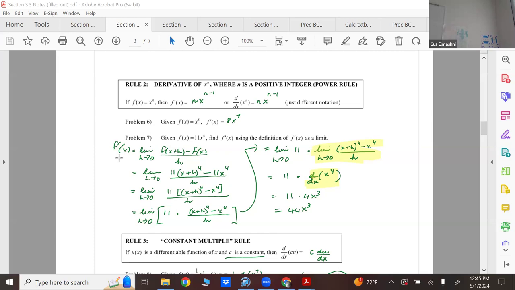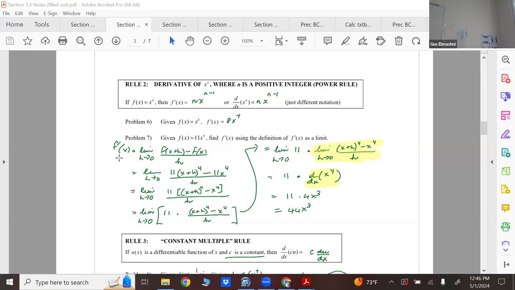Yeah, you expand that, that's just insane. But what's going to happen is that the x⁴ is going to cancel. You have a bunch of h's up top that will be pulled out. Ultimately, we know that this is representing the derivative. So here's the part that's kind of interesting. We push 11 off, right?